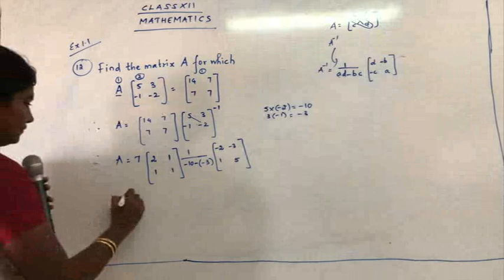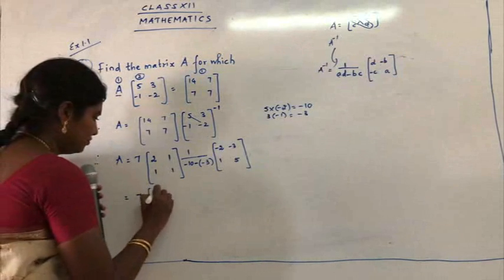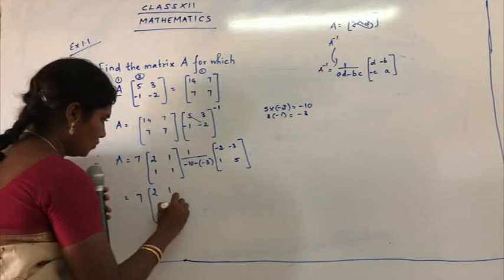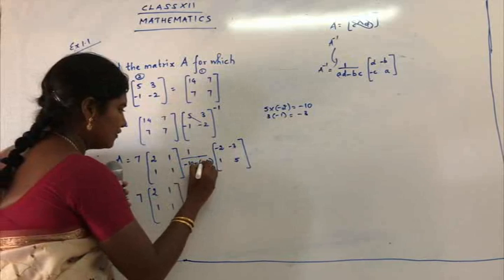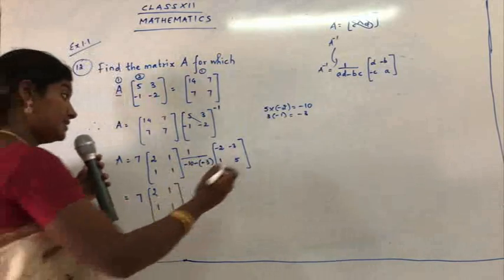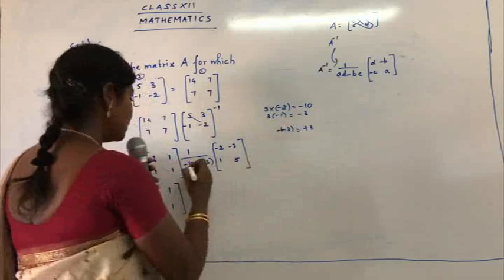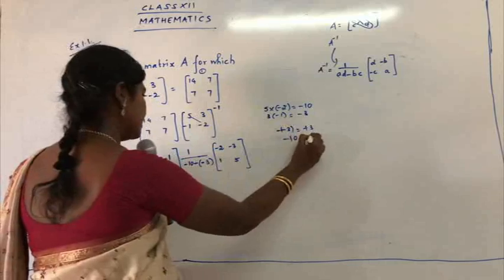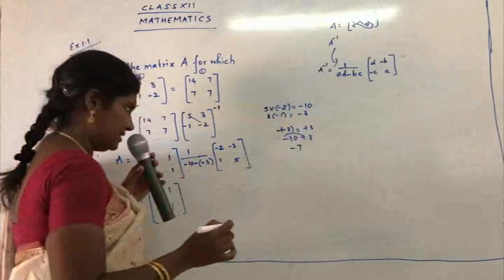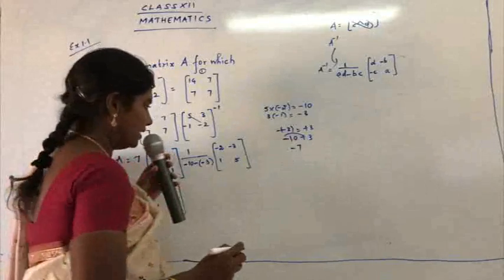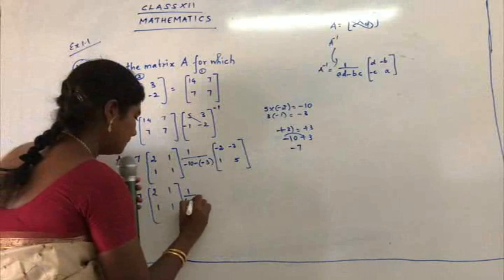So this is 7 as it is. Just keep this as it is. 2, 1, 1, 1. Okay. 1 upon minus 10 minus of minus 3. Minus of minus 3 becomes plus 3. Yes. So what do you get here? Minus 10 plus 3. So what's the answer? Minus 7. Minus plus minus, sign of the bigger number, minus. So our answer is minus 7. So 1 upon minus 7.